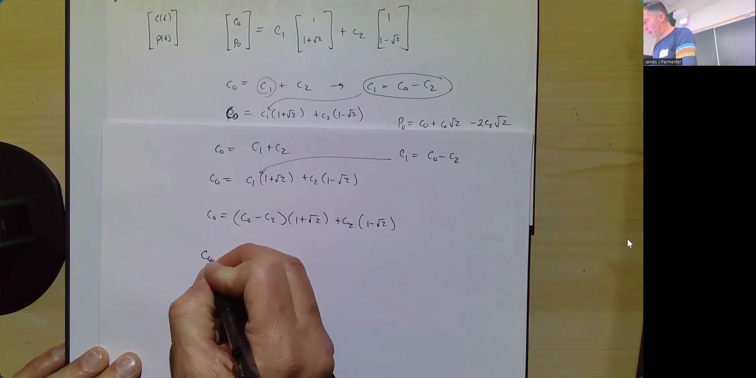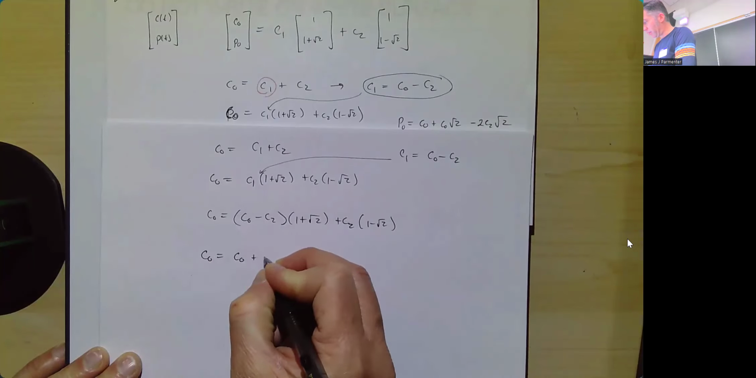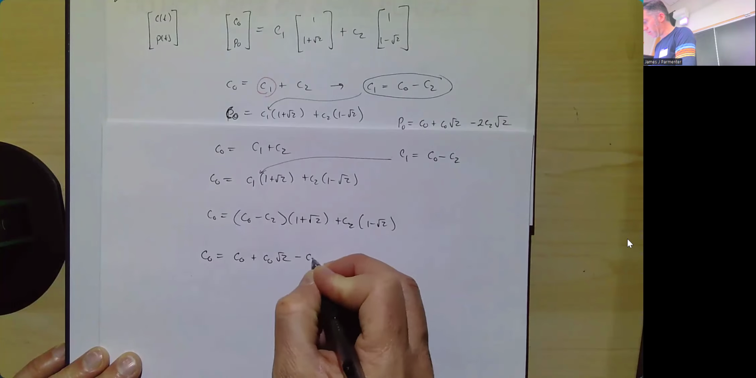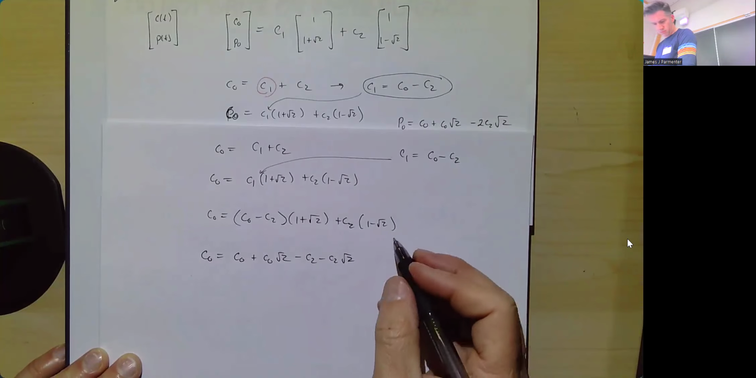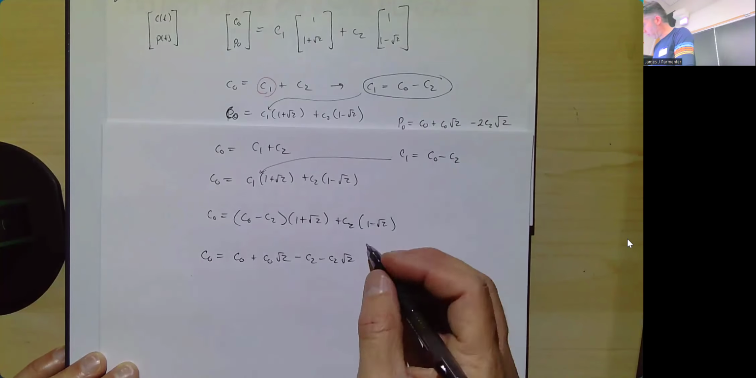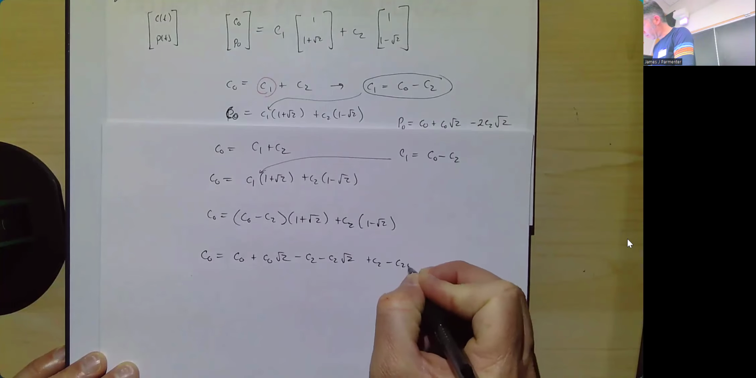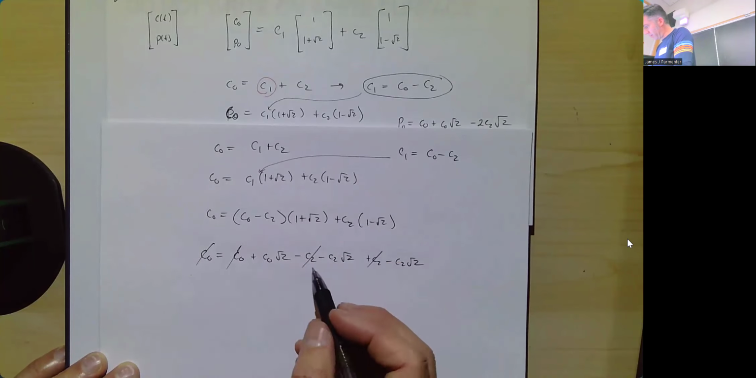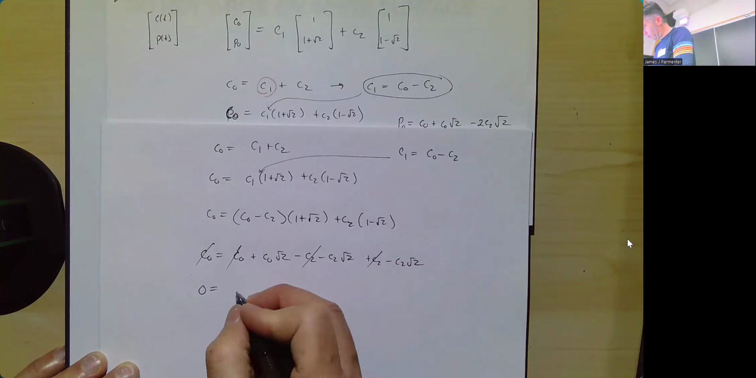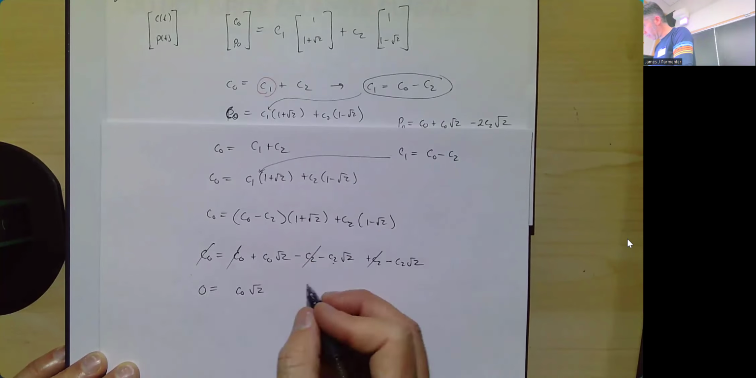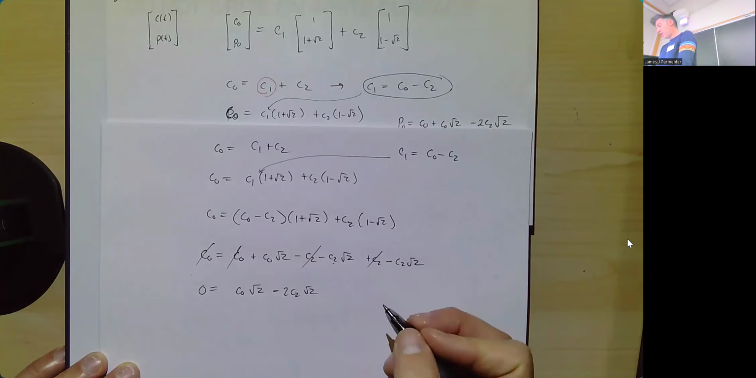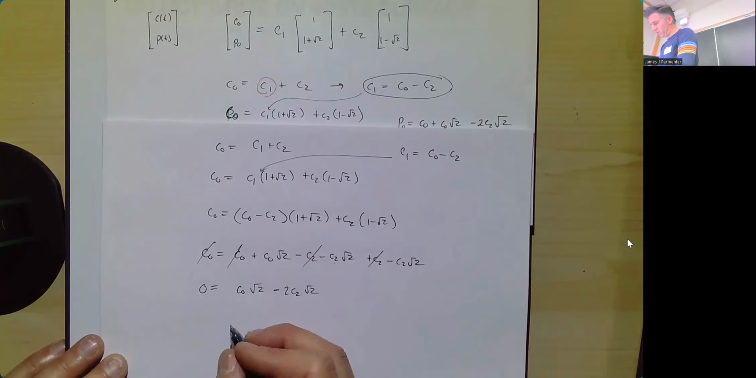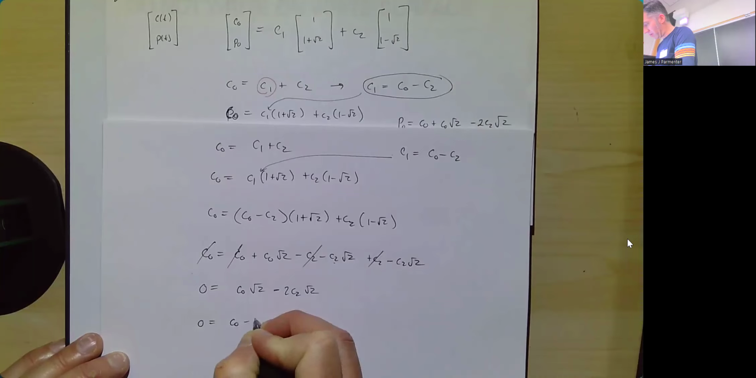Multiplying this out, we've got C naught equal to C naught plus C naught root 2 minus C2 minus C2 root 2. And then, oh yeah, I'm looking at plus C2 minus C2 root 2. The C2's cancel, the C naughts cancel, and I've got 0 equal to C naught times root 2 minus, a minus is minus, 2 C2 root 2. I think we get rid of the root 2, divide both sides by root 2, and 0 equals C naught minus 2C2, or 2C2 equals C naught, or C2 equals 1/2 C naught.